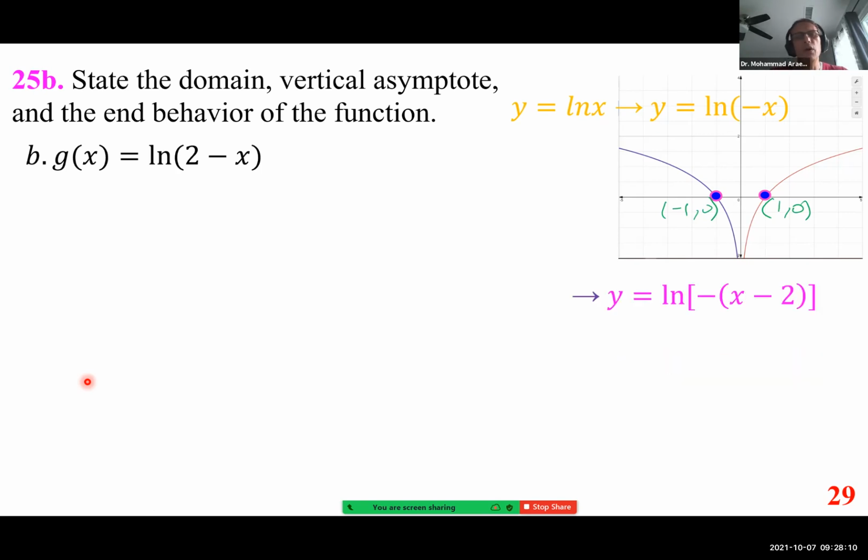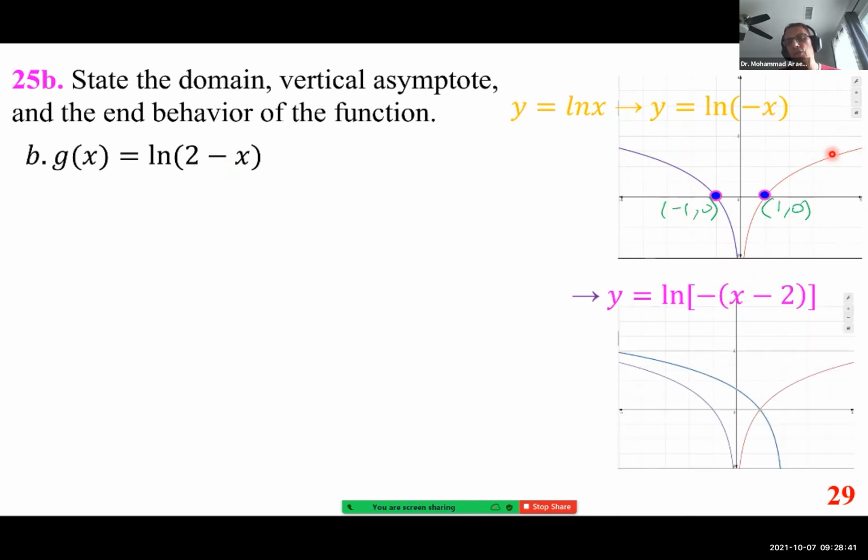Now, we are looking at this. We put that in a parentheses, and then we put a negative 2. I hope you realize this makes it minus the parentheses x minus 2, minus x plus 2, or 2 minus x. This is the methodology to see that it has shifted, but it has shifted what? To the right now. So this was the original one. This is the new one. This is ln of minus x. And now this has shifted to the right by 2 units.